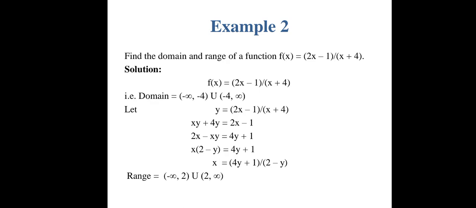After simplification, you will get x equals 4y plus 1 divided by 2 minus y. Here, in terms of y, we have 2 minus y. So 2 is the value excluded from the range. The range starts from minus infinity to 2, and then again 2 to plus infinity, because we don't know the positive limit, so we can take plus infinity. So finally, the range is minus infinity to 2 and then 2 to infinity.